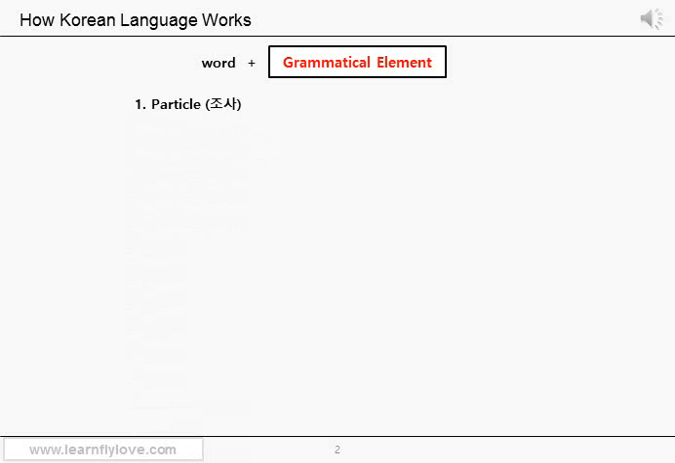First, particles. The subject particle, 이, 가. The object particle, 을, 를. The auxiliary particle, 은, 는. Time, place, and destination particle, 에. And you learned many other particles besides this already. But you still got quite a lot of particles to learn, okay? Postposition particles is called 조사 in Korean. But you don't have to know that.